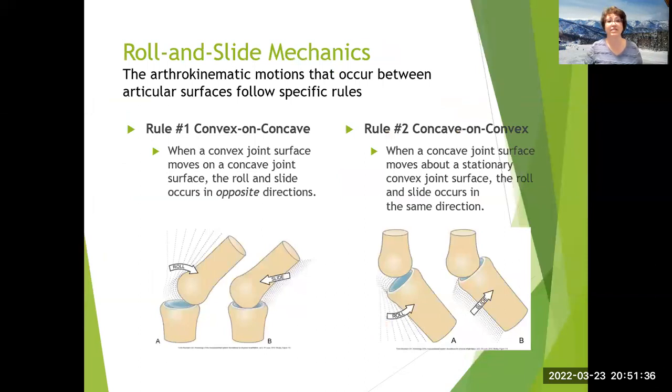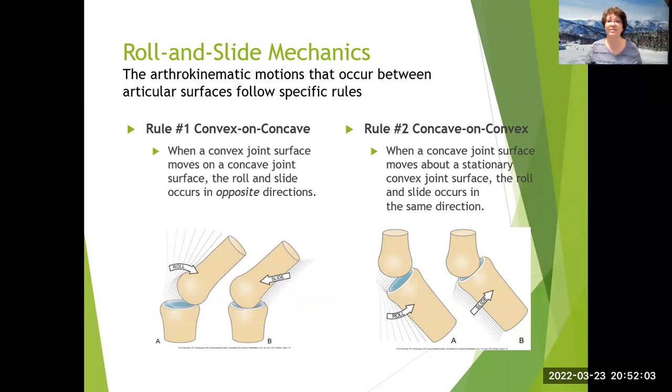Roll and slide mechanics, it's our convex-concave rules. So get your skeletal model or piece of clay or whatever you're going to use. When the convex joint surface moves on the concave joint surface, roll and slide occur in opposite directions, so it doesn't roll and then slide right off. It rolls and then has to slide in the opposite direction to maintain joint congruency.